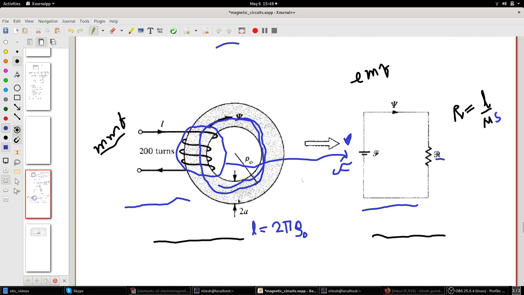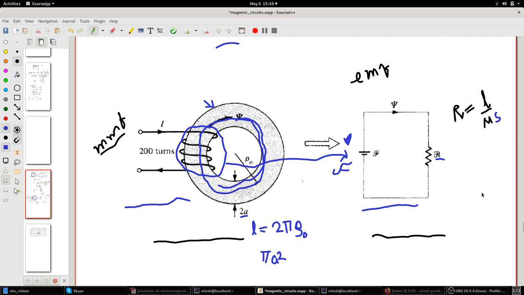What we know is, we are given a diameter of 2a. So I know that my S will be equal to pi a squared. Okay, I know what mu is. Mu will be dependent on the core. So if I use an iron core, it will have a certain mu. If I use some other material, it will have a different mu. So I know my mu, L, S, and I can find out the reluctance.